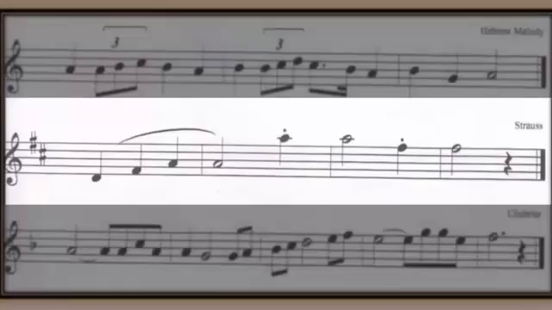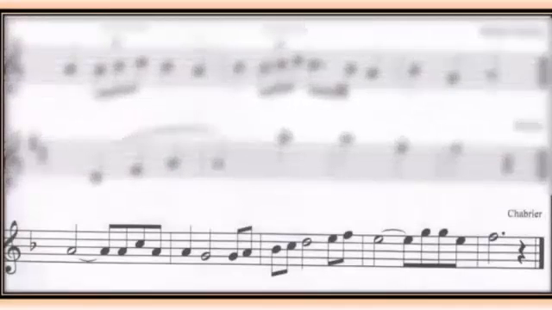Now the third example, it would be also in 4/4 time. If you said it was in 2/2 time, that would be perfect too. The first time I'm going to play this, I'm going to play it in 4/4. 1, 2, 3, 4, 1, 2, 3, 4.